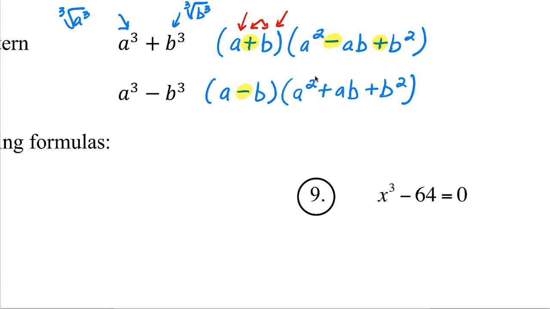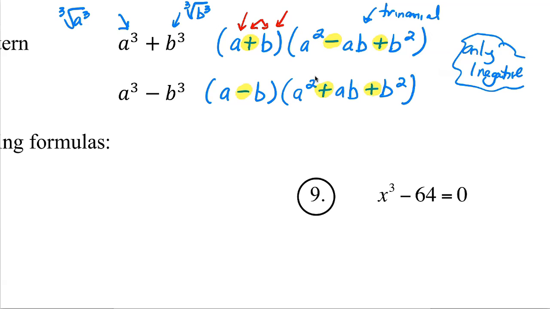Again, notice the signs will switch. So the signs in the first one is plus minus plus. The sign in the next one is minus plus plus. You only ever have one minus, only one negative when you have these. And also notice this part, this trinomial, is not factorable. Trinomial not factorable. That's because it's not a perfect square trinomial, though it might look like one.